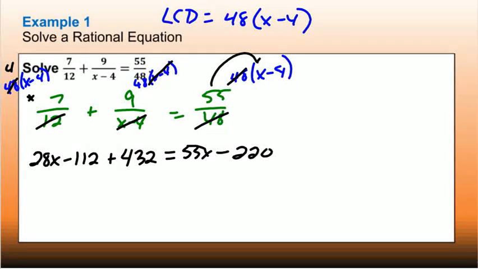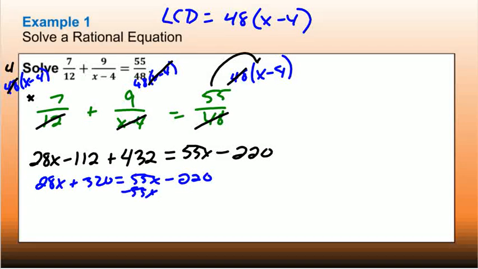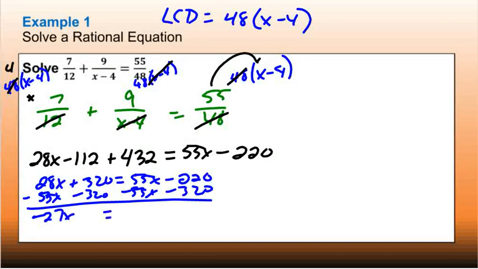Now I have everything I need. I need to combine like terms. So negative 112 plus 432 gives us 320. 28x plus 320 equals 55x minus 220. Going to get my x's to the left, so I'm going to subtract 55x and then subtract 320. I'm now left with 28 minus 55 gives us negative 27x equaling negative 540.